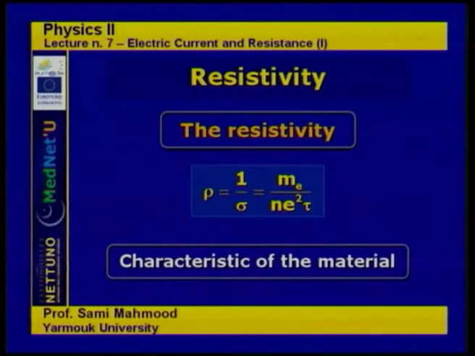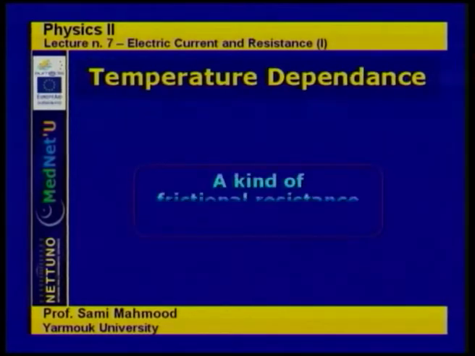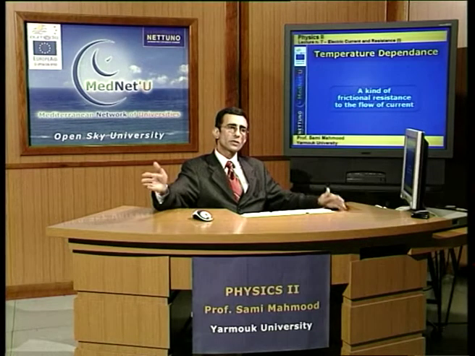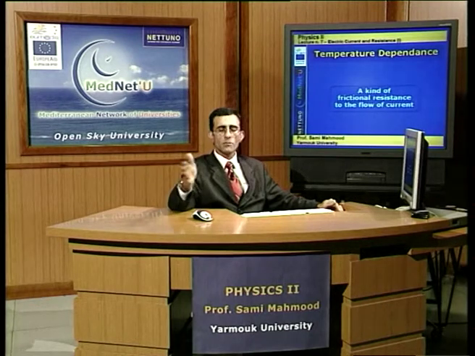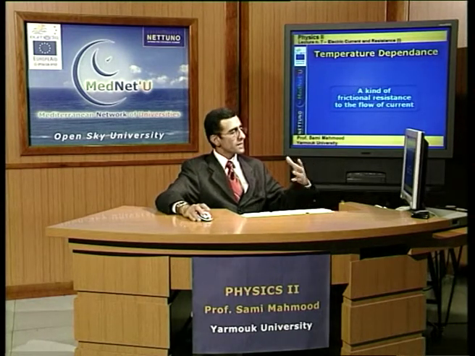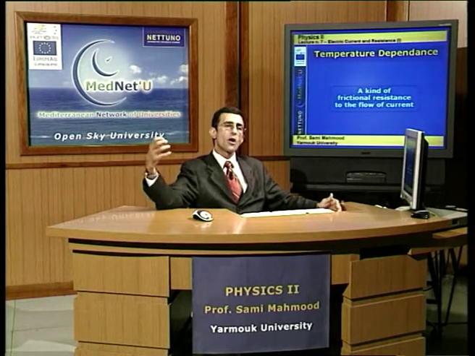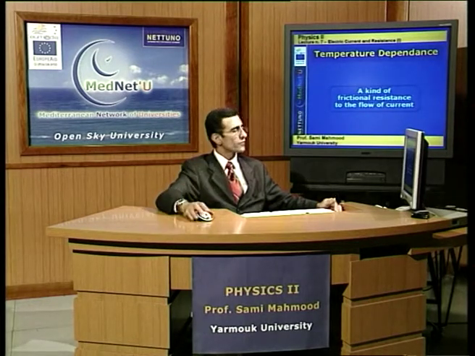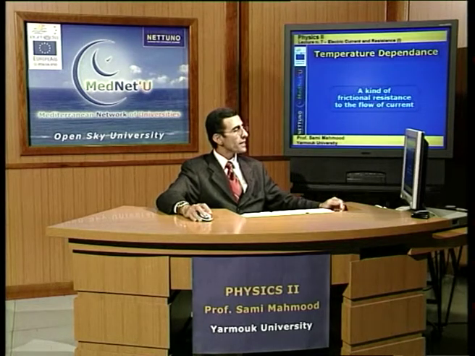So this quantity, the resistivity, is characteristic, as we mentioned, of the material. And this quantity, the resistivity, is some sort of a frictional resistance to the flow of current. It's like the frictional resistance of a surface as we move an object across the surface. It's that kind of resistance, or like the kind of resistance of an object if it's thrown in water to move in water. It faces some sort of resistance, like a frictional resistance somehow. And this quantity is temperature dependent. It's not constant at all temperatures.